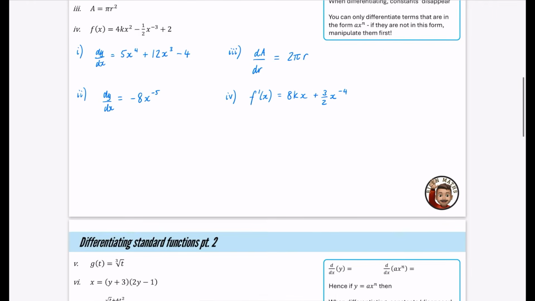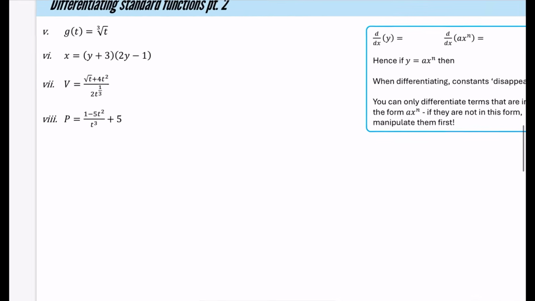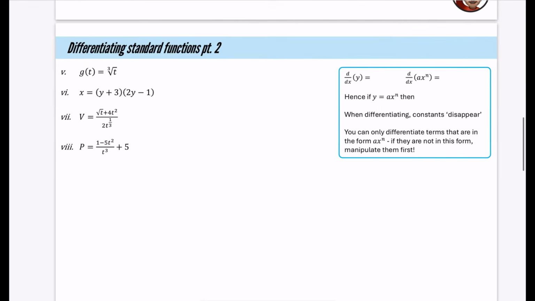So that was those four. Now let's try these four that need to be differentiated with respect to a standard function.